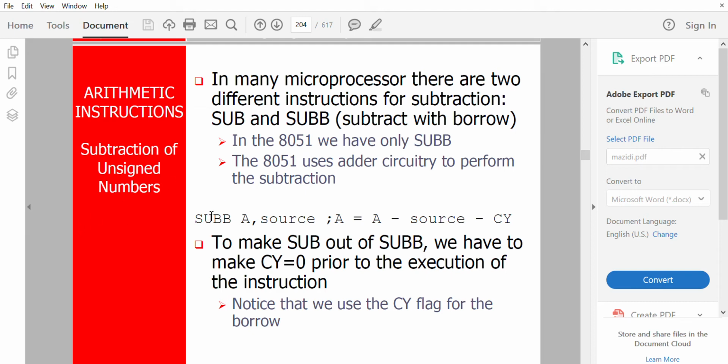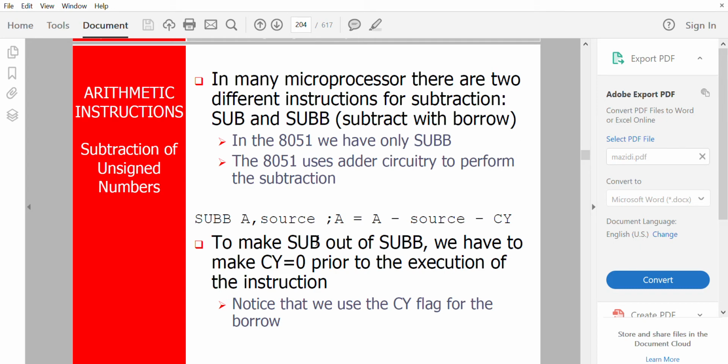So SUBB A comma source means the accumulator gets the value accumulator minus the source value. The source can be a register, the contents of the register, minus the carry. So here you always have this carry. A minus source minus carry is the result in the accumulator. The carry can be either 0 or 1 depending on whether you have a borrow or not.